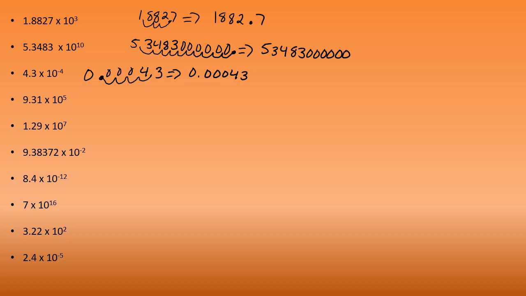The next one asks us to convert 9.31 times 10 to the 5th. So we will put our 9.31. This time our exponent is positive, so we will move our decimal place to the right 1, 2, 3, 4, 5 times. And replace our decimal, filling in the empty spots with zeros. That number becomes 931,000.